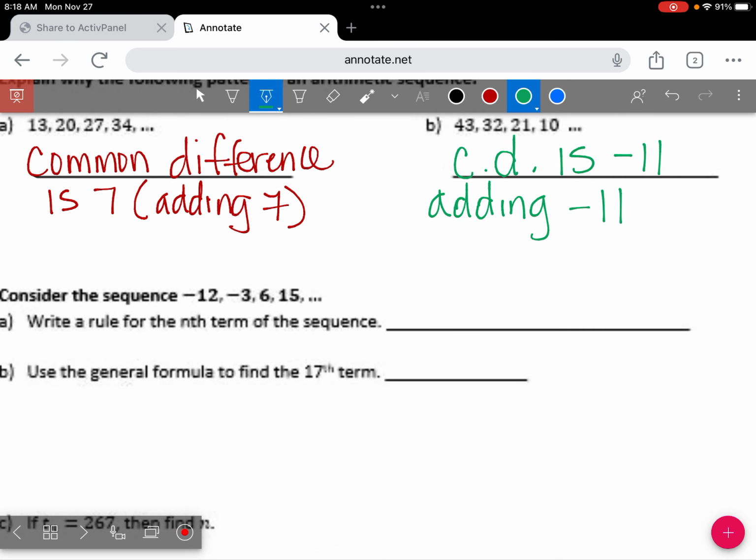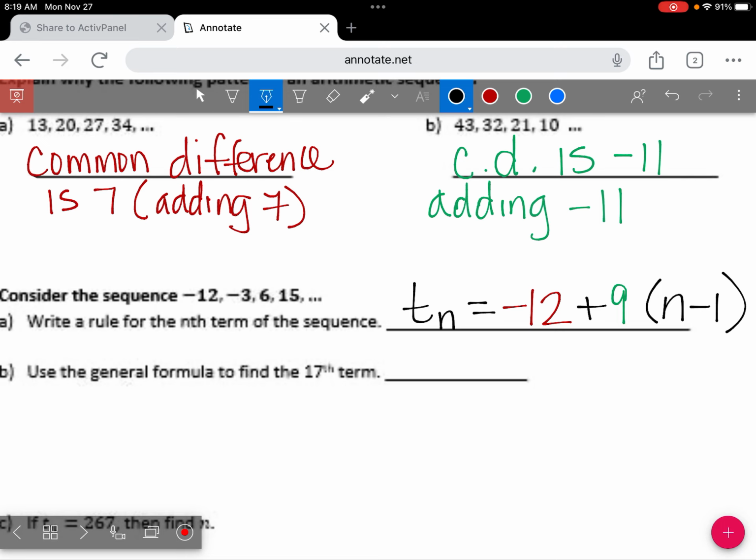So for the first one here, I have T sub n equals the first number, which is what? Negative 12. So start off with negative 12 plus, what is my common difference? I went from negative 12 to negative 3, negative 3 to 6, 6 to 15. What am I adding? 9. And then n minus 1. That is your rule for this particular sequence.